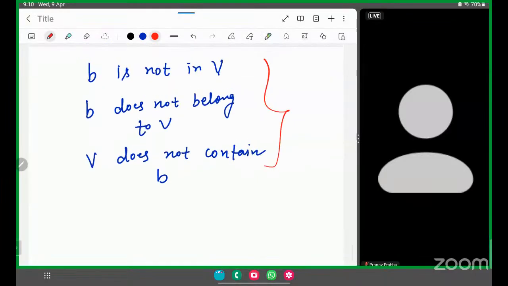V does not contain B. These phrases can be represented as B does not belong to set V. So if an element is in the set, we write it as belongs to, and if it's not in the set, we write it as does not belong to. Understood?